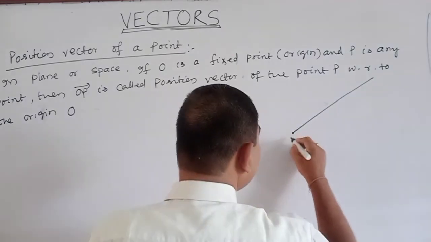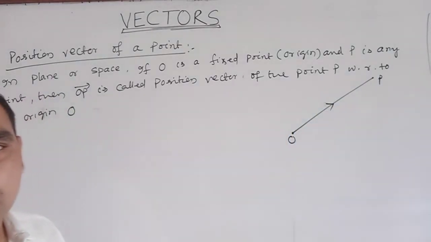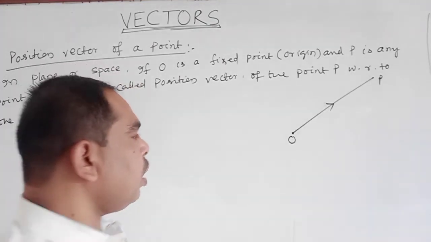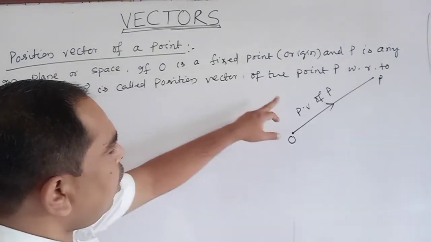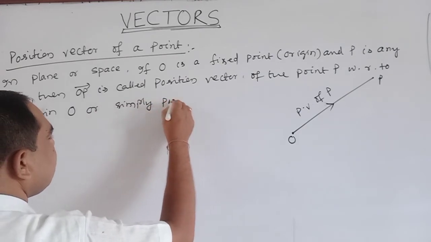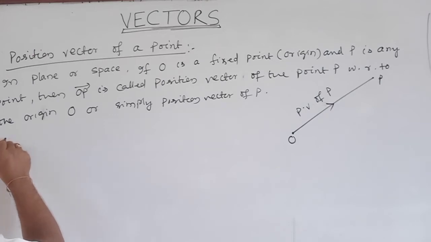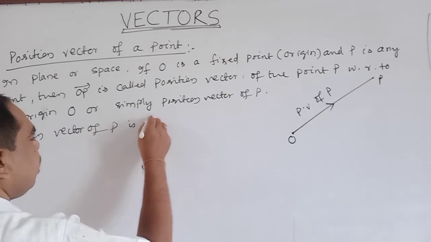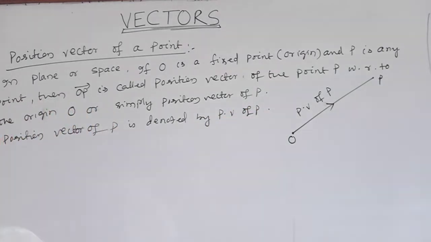This is O, the fixed point. This is a point P. The direction is from O to P. So this is the position vector of the point P with respect to origin O, or simply the position vector of P. The position vector of P is denoted by PV of P.